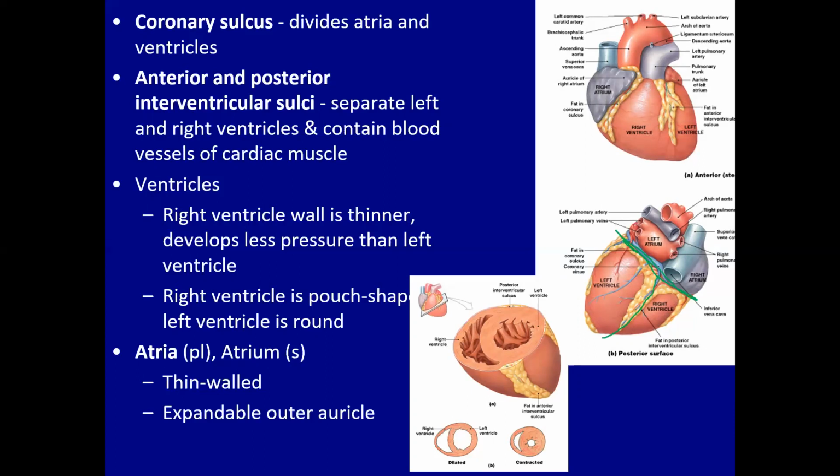The ventricles, if you look at this cross section of the heart, the right ventricle wall is thinner, the left is thicker, the right is pouch-shaped. The atria both are thin-walled, and they have this expandable outer portion that is called the auricle. And auricle, if you remember A-U-R-I or A-U-R, indicates that we are talking about an ear. Well, you know we're not talking about an ear, but it is an ear-shaped flap, and sometimes it's actually called the dog's ear.